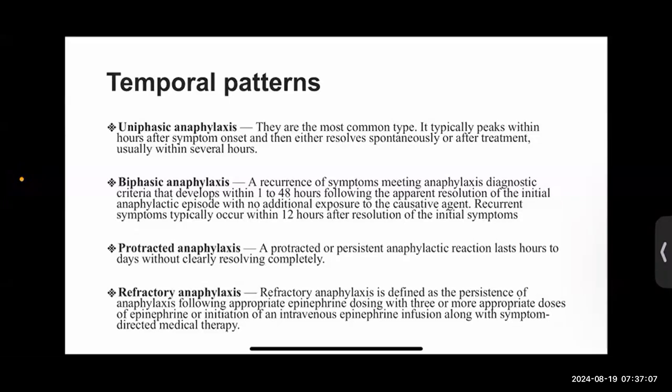There are different temporal patterns to anaphylaxis. We have the uniphasic, which is the most common, where patients are exposed to an allergen and the symptoms peak within minutes to hours and resolve either spontaneously, from the body producing endogenous epinephrine, or with treatment. And when it resolves, it has resolved. We have the biphasic anaphylaxis, where the patient develops symptoms, and then the patient gets better, however there's a recurrence of symptoms still meeting the anaphylactic diagnosis after about 1 to 48 hours after the initial resolution of symptoms. And we have the protracted anaphylaxis, where there is a persistent anaphylactic reaction lasting hours to days without clearly resolving completely.